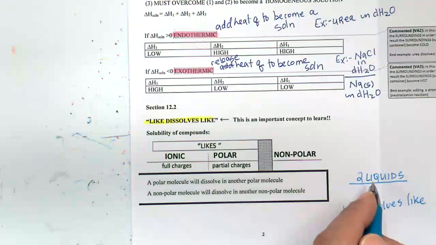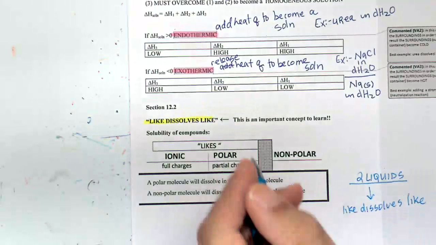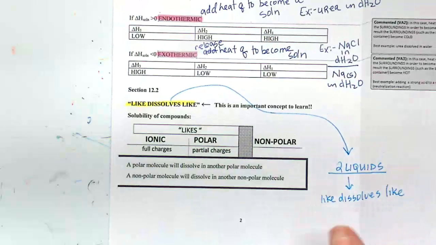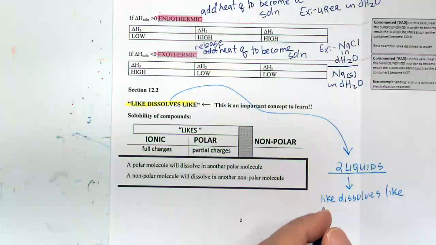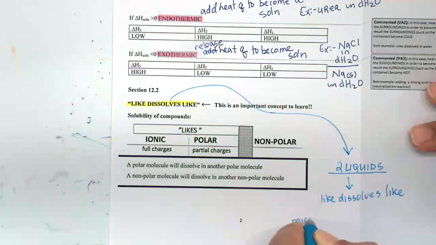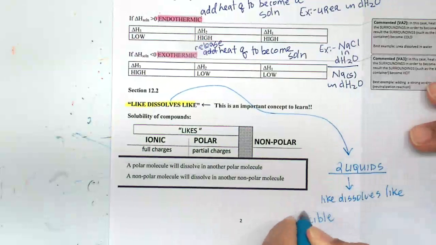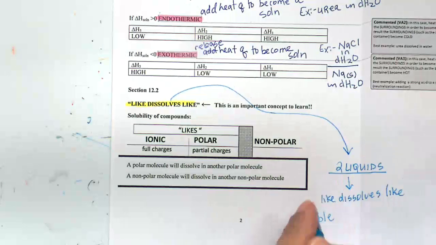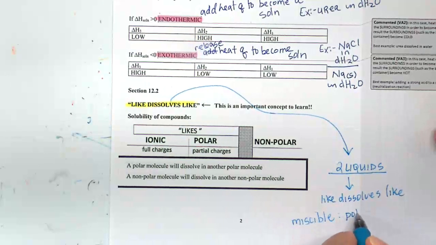So theirs are not solute and solvent. It's just two liquids. For like dissolves like, that means a polar and ionic will dissolve in another polar and ionic. So that is called miscible. Miscible means polar will go into polar, and polar will go into ionic.